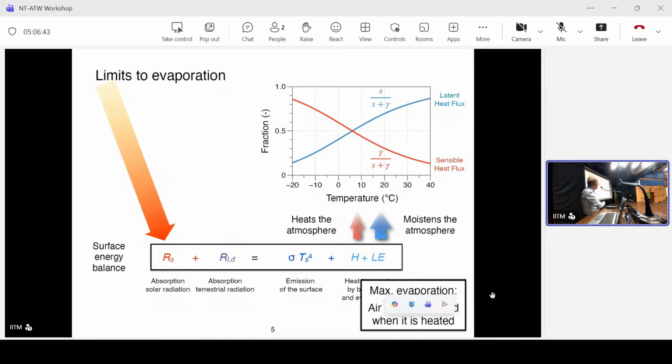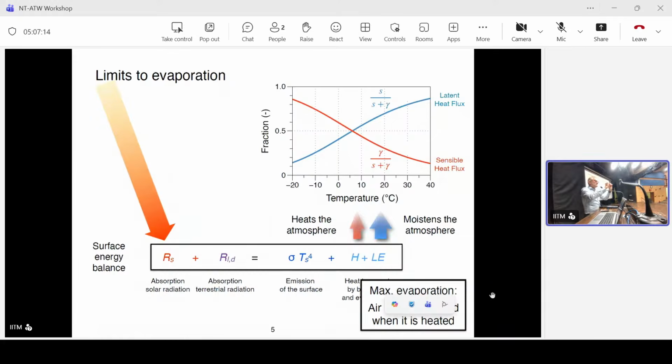And what you see here is that the warmer the temperature of the surface, so when this partitioning, the simultaneous heating and moistening of the atmosphere, happens at a warmer temperature, then more goes into the latent heat and less goes into the sensible heat. And that's something one can actually understand quite easily, because the heat capacity of the air is fixed. It doesn't change with temperature.